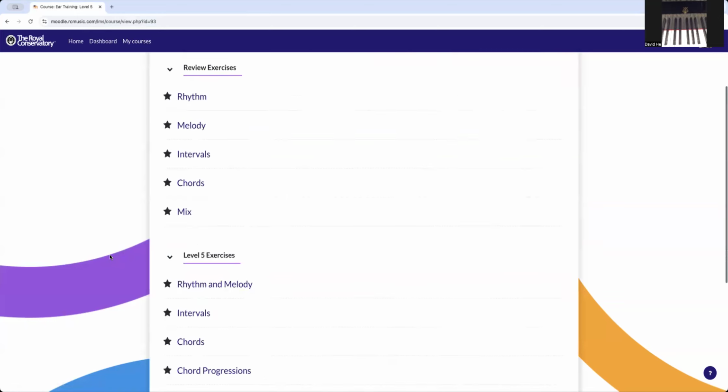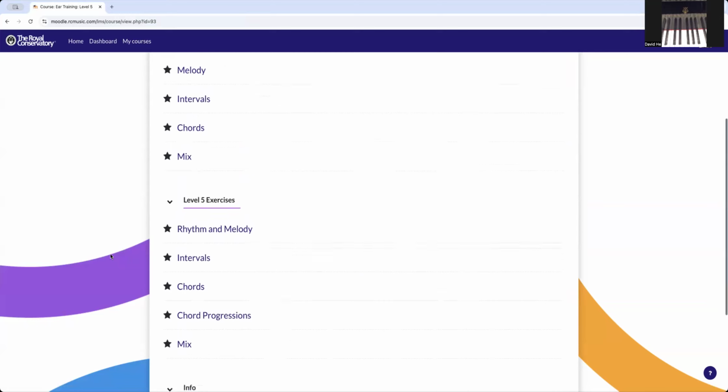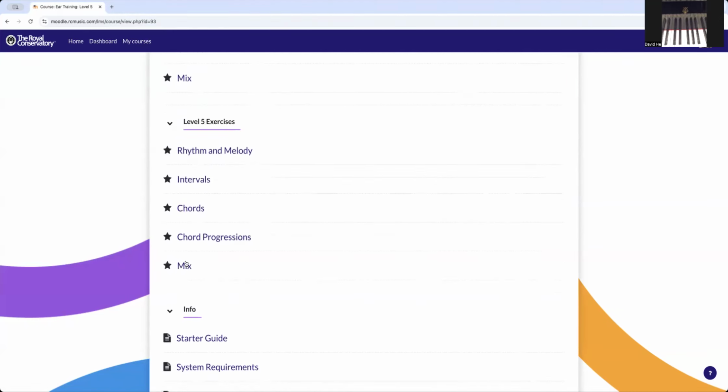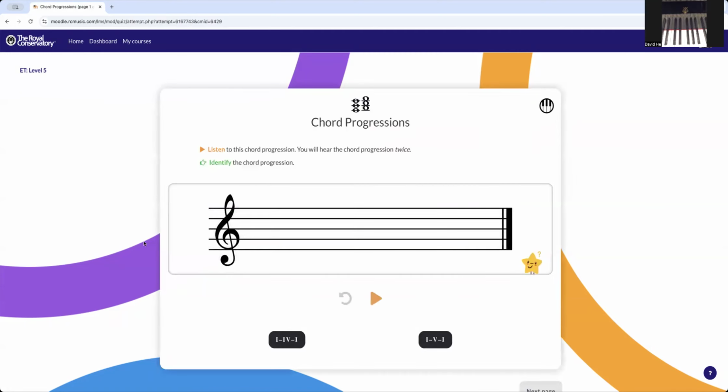Level 5. In level 5, we have a very new idea, which is chord progressions. After you play all the broken chords, you will be ending with 1-4-1 or 1-5-1. Let's listen to these chord progressions, and then identify whether this one is 1-4-1 or 1-5-1.